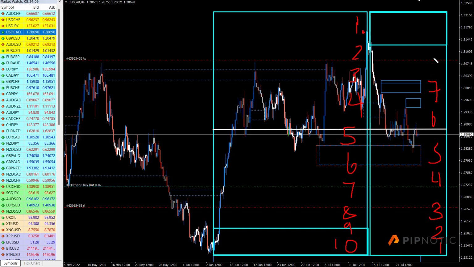6, 7, 8, 9, and then 10. Okay, so you can see you want to be looking to buy on the lower half of this box. The lower quarter is really the sweet spot, and likewise you want to be selling at the upper half of the sell side. The sweet spot is at the upper 25%.